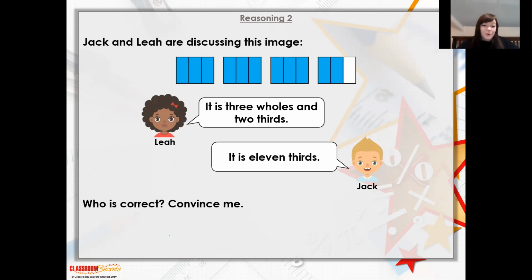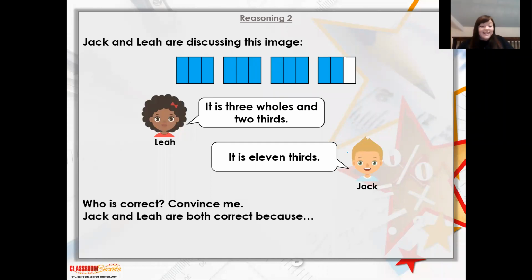Now remember what we've been doing. We have been doing where a fraction is bigger at the top, so there's too many for the number underneath. So it is possible to have 11 thirds, but how many thirds is this? So pause the video and count up how many thirds are coloured in and see who you think is correct. When you think you know who's correct, convince me. Write why. How do you know who is correct? Pause the video now and have a go at this.